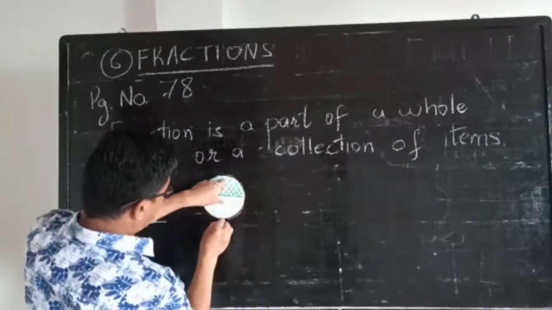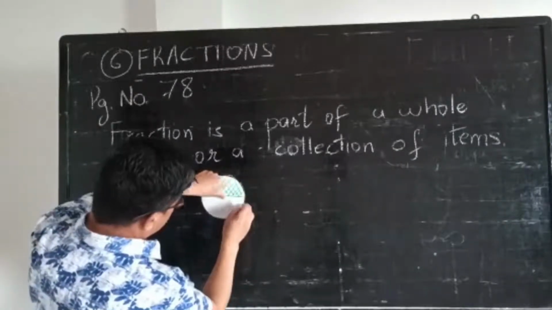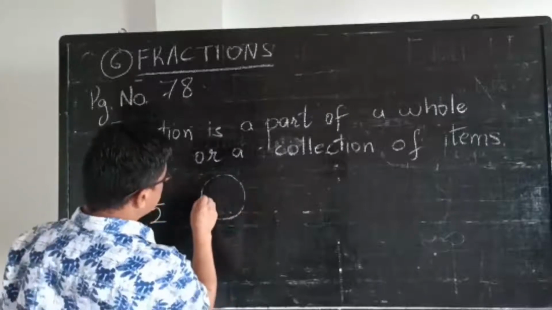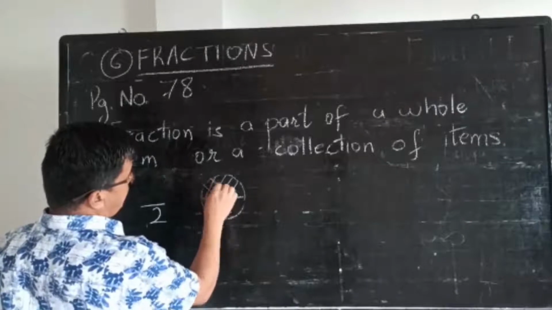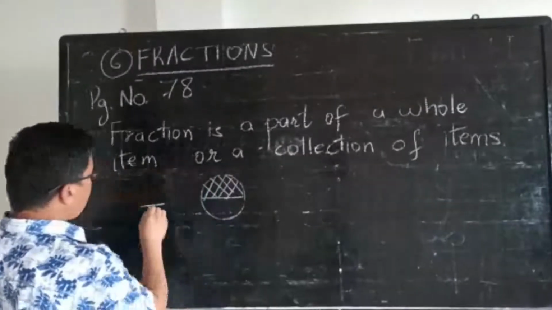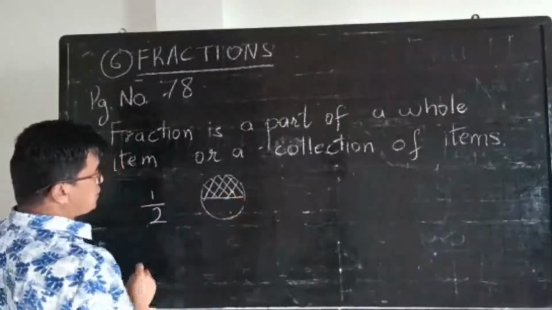Here, this circle is there. Out of these two parts I have shaded only one part. How many parts are shaded? Half. 1 upon 2 is half.